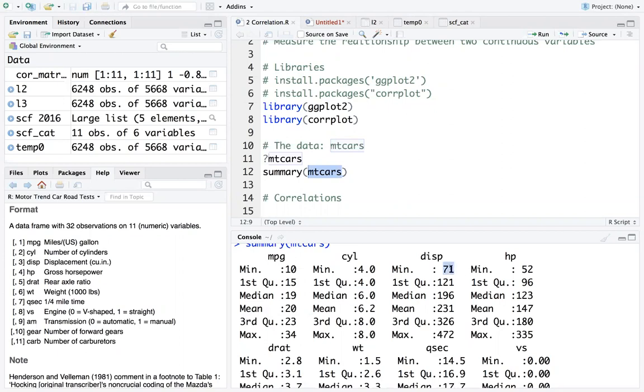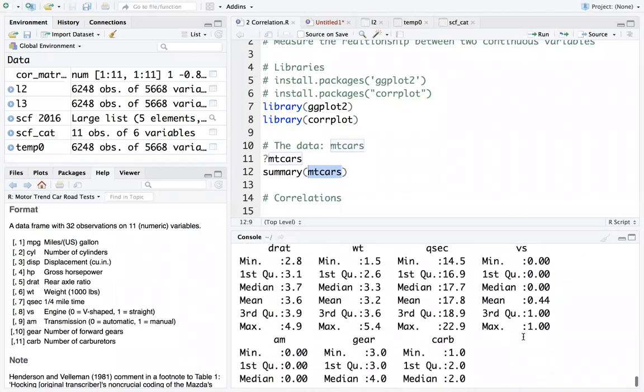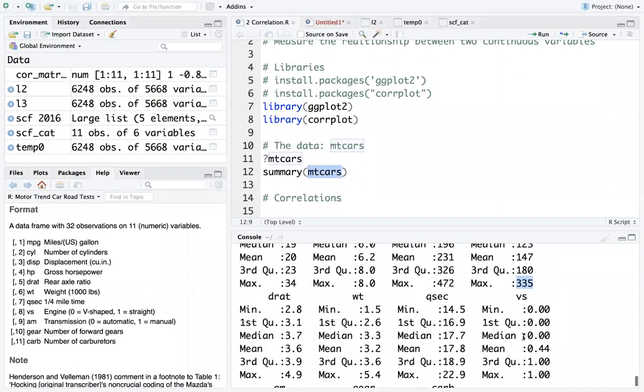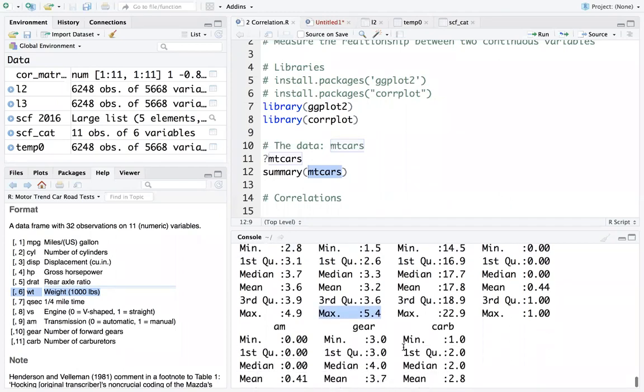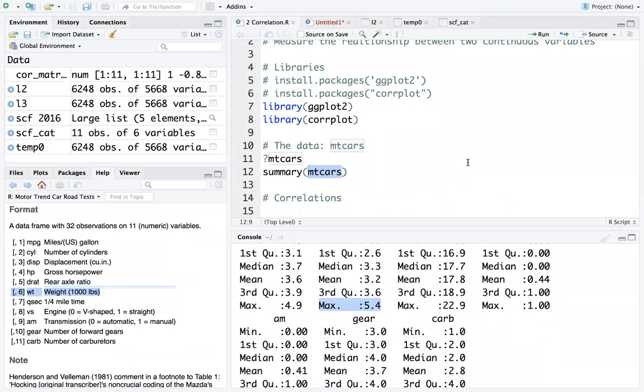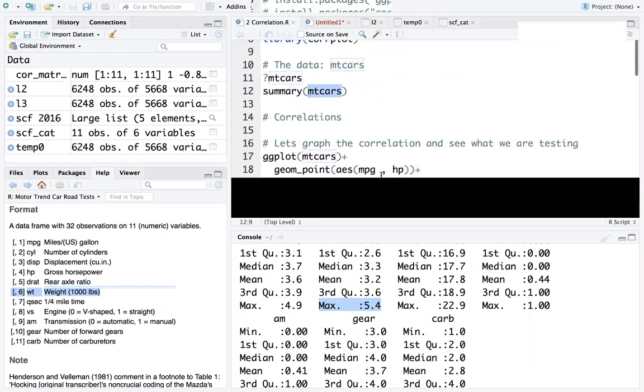Displacement is in cubic inches. If you convert it, you'll have numbers that are perhaps more familiar to you, like a 2.0 liter engine. Horsepower goes from 52 to 335, and so forth. By the way, weight is in thousands of pounds, so it goes from 1,500 pounds all the way to 5,400 pounds. Okay, that said, let's do a correlation.